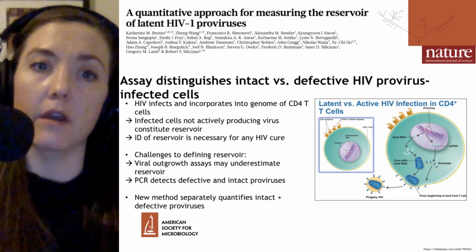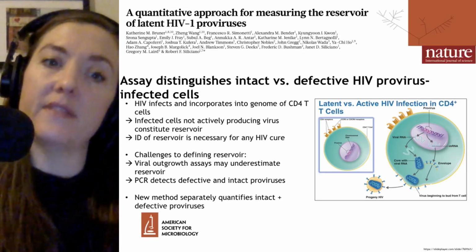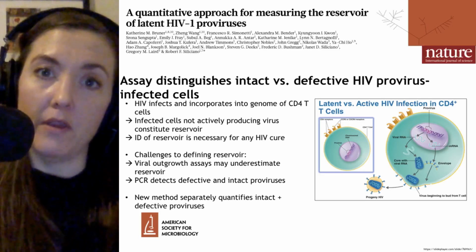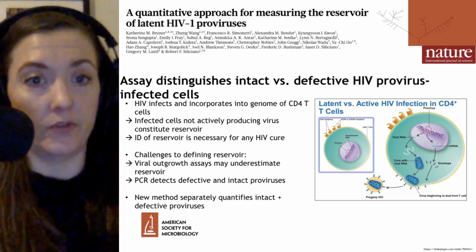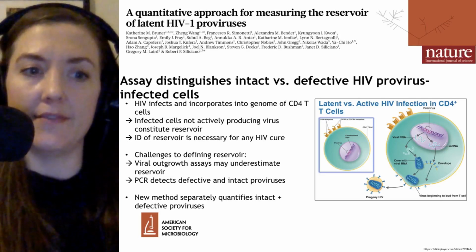And so this new method, as described in this paper, separately quantifies the proviruses into intact and defective proviruses. So how do they do that? Let's look at slide 7 to find out.